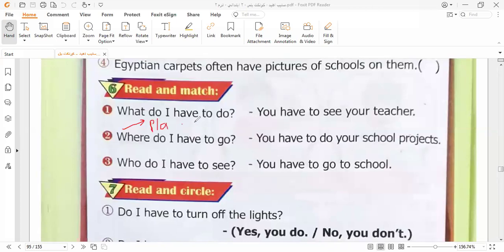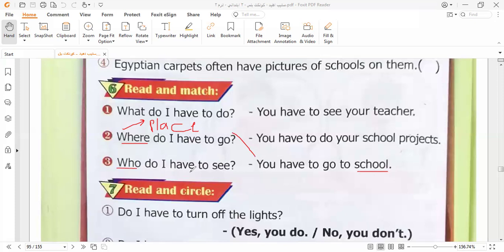WH questions, and I will tell you, if you return to the videos and revise what we took, we say that who asks about a person, where asks about places, what asks about something, when asks about time. We must know very well every keyword of the question form to ask about that and to answer the question. Okay, here where asks about place. So here is school, so I will select this one by this one.